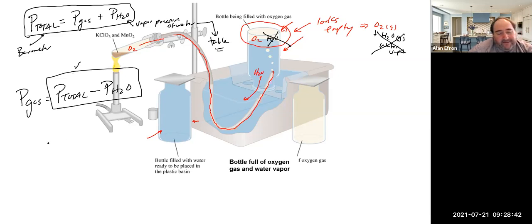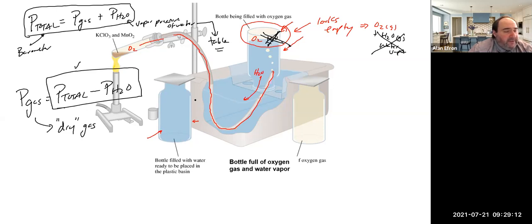And this will sometimes give us what is referred to occasionally as the pressure of the dry gas, because we have now just taken out the water component. A lot of times in labs, they'll ask, what is the pressure of the dry gas? And that's why they say that, because you're subtracting off the water contribution. So this occurs a lot when we collect gases over water.